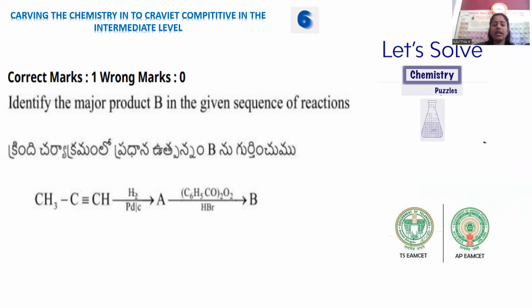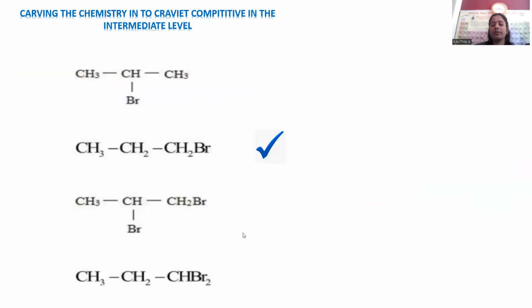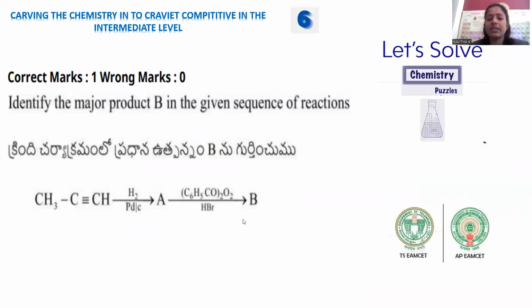So initially, hydrogen reduction converts the triple bond into a double bond. Propene is A. The propene is now added with HBr under peroxide, so that we will get 1-bromopropane. 1-bromopropane is the final product. By this, we completed the entire session of previous question paper discussion.